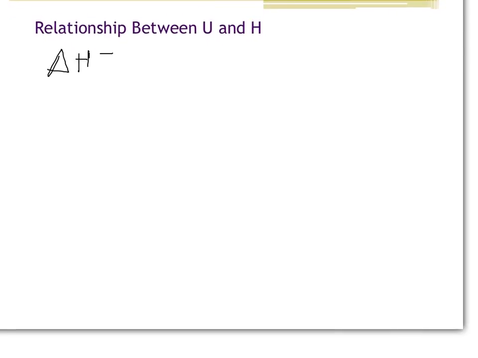We know that enthalpy is related to delta U by the following equation. The change in enthalpy equals the change in internal energy plus P delta V. If we want to be able to relate these two values for PV work, pressure volume work, for an ideal gas, then we can take what we know about the relationship between the pressure and volume for an ideal gas and substitute.